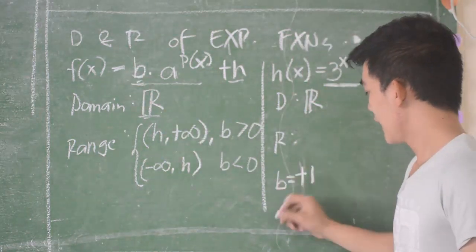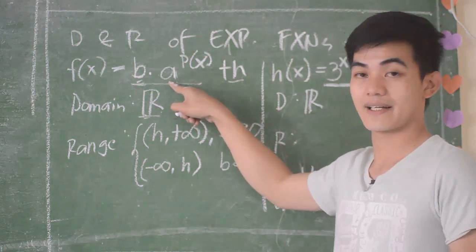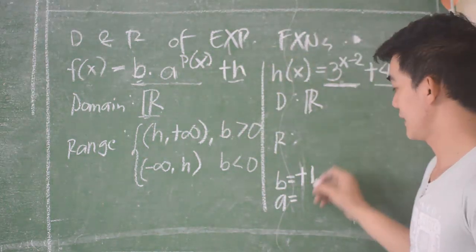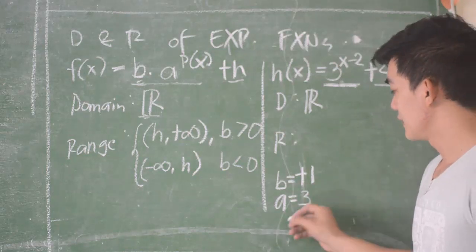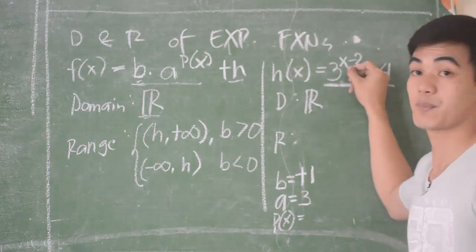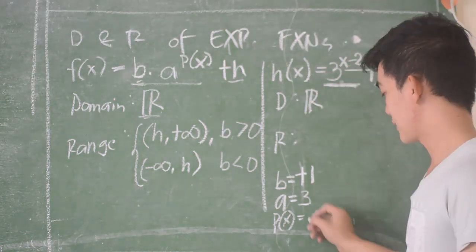Our a would be the base of the term raised to x. So this is our term. What is the base of this? That is 3. Now, our p(x) is the exponent. So our base is 3, and the exponent is x minus 2.